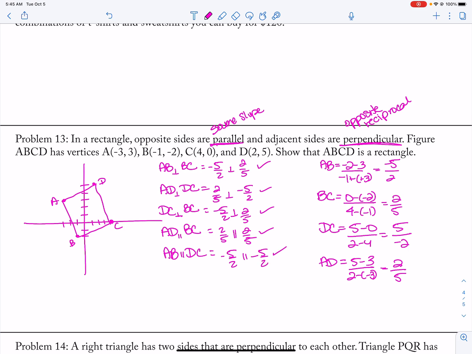All right, so I proved that they have the same slope when it's parallel, and opposite reciprocal slopes, meaning one of them is positive, one of them is negative, and their fractions are flipped. That is opposite reciprocal, okay? All right, so that's it for this section.